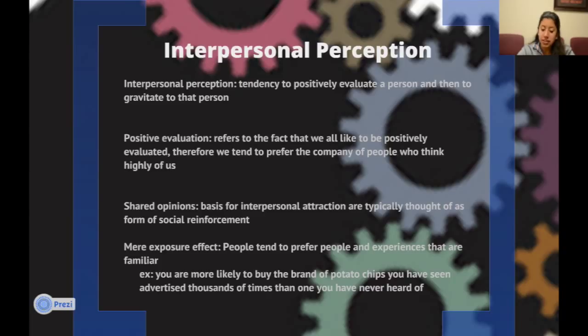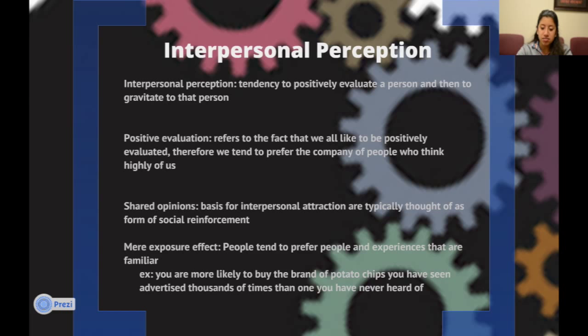So, the mere exposure effect: people tend to prefer people and experiences that are familiar, so similar. For example, you're more likely to buy a brand of potato chips that you have seen advertised on TV versus one that you haven't, even though it might be the same kind of chip bag.